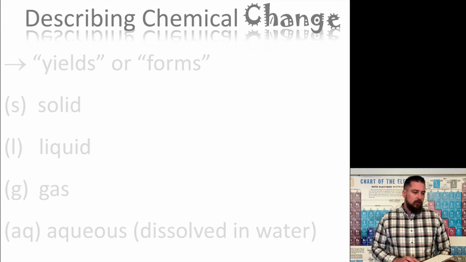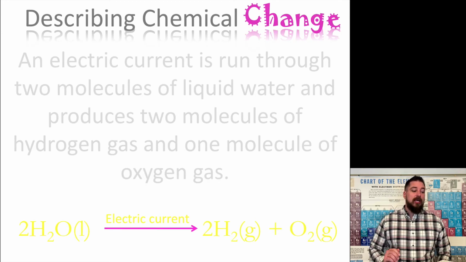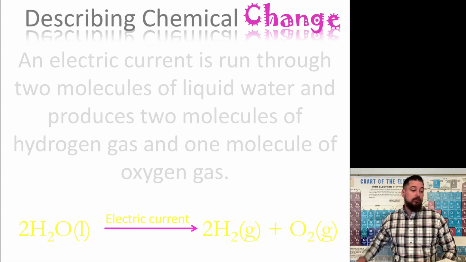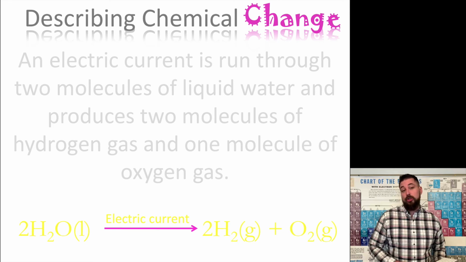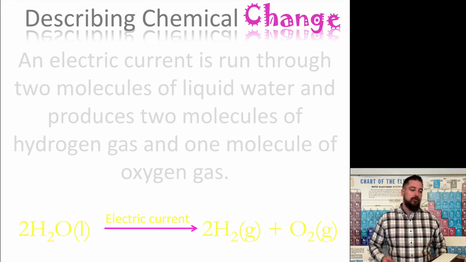And then, another example just to show you that's not everything. If you look on this one here, notice how for water to decompose into hydrogen gas and oxygen gas, you have to run an electric current through it. And so that's just telling you the condition in which that chemical reaction occurs.